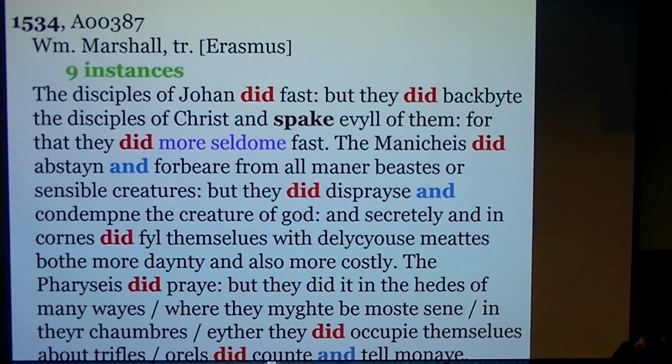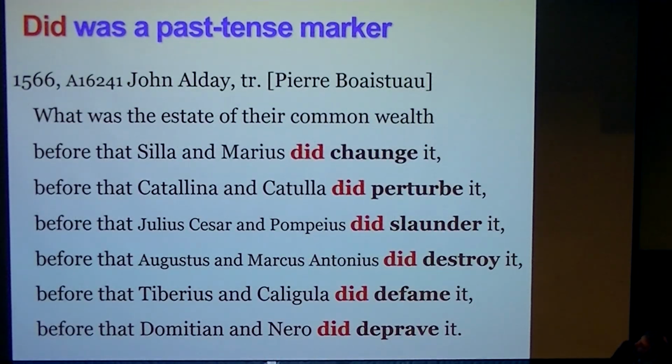It looks a lot like this 1534 passage, translation by Marshall of Erasmus of Rotterdam. Here he has 9 of them. We have "spake" as the only simple past there. "Spake evil." Again, "did" right next to the infinitive for the most part. It certainly was a past tense marker. When anyone reads the Book of Mormon a lot, you realize it's not for emphasis in most cases. It just marks the past tense, as in this 1566 passage.